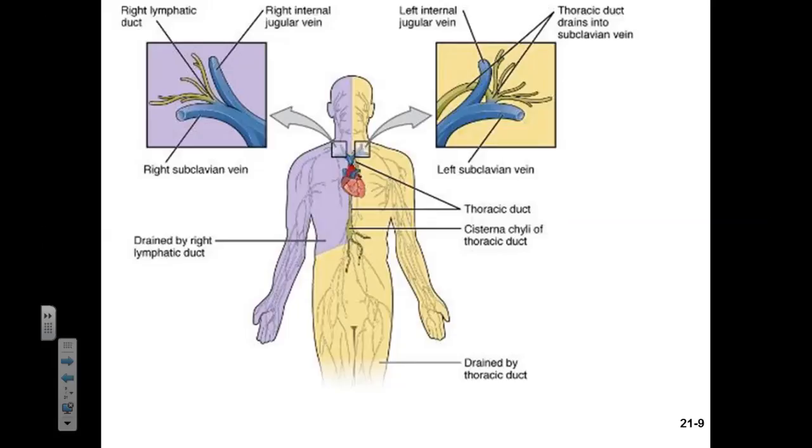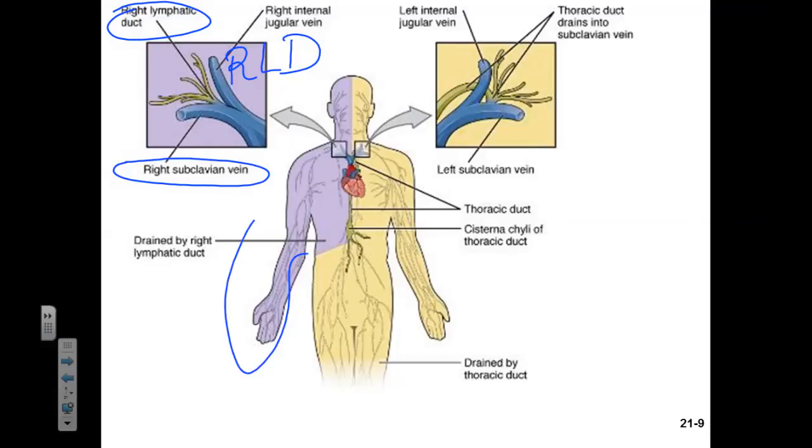Our right lymphatic duct is going to drain into the right subclavian vein. If we have damage to the right lymphatic duct, let's say the right lymphatic duct gets clogged up, so we can no longer drain lymphatic fluid out of it. If that happens, we will have fluid buildup in that portion of the body.